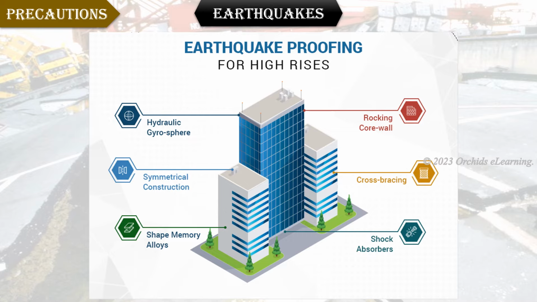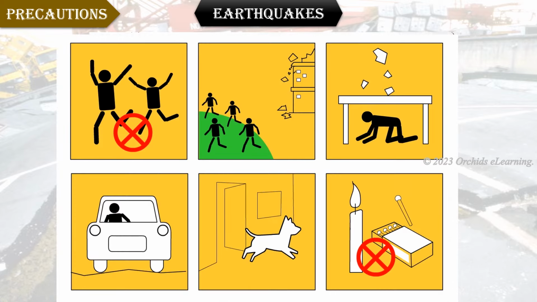Precautions. Scientists study the pattern and intensity of earthquakes. They can say that an earthquake may happen in an area. People who live in earthquake-prone areas should build houses in such a way that they can withstand earthquakes. During earthquakes, it is important not to be inside or near buildings or tall structures.